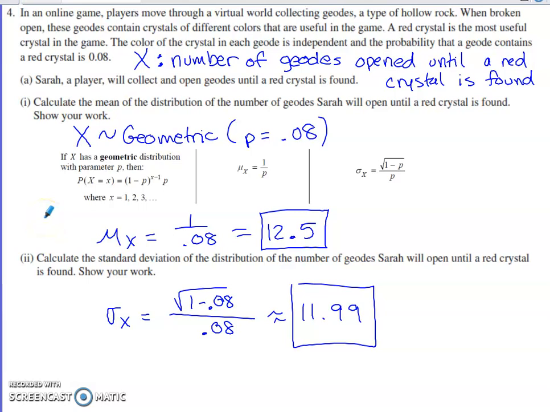So this will discuss problem number 4 from the 2024 AP Stats exam. And this was the problem from 2024 that dealt with probability. So the setup for this one is we've got an online game. Players are going to move through a world collecting geodes, which is a hollow rock.